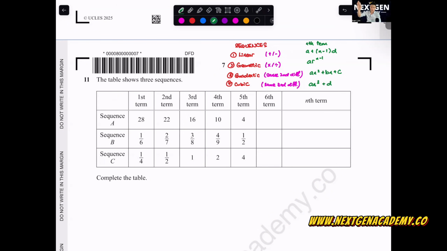Anyone don't know this part? Please message me. Teacher will give you all a link on what you need to watch.